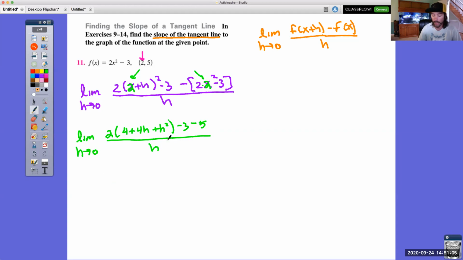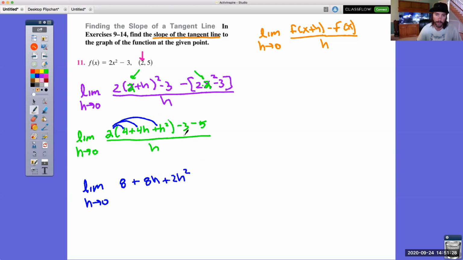Notice there's no x's because I'm evaluating for that x while I'm going, so I've gotten rid of the x variable. Okay, I have to distribute a 2 to each of these terms in the parentheses. Limit as h goes to 0. 2 times 4 is 8. Plus 2 times 4 is 8h. Plus 2 times h squared.